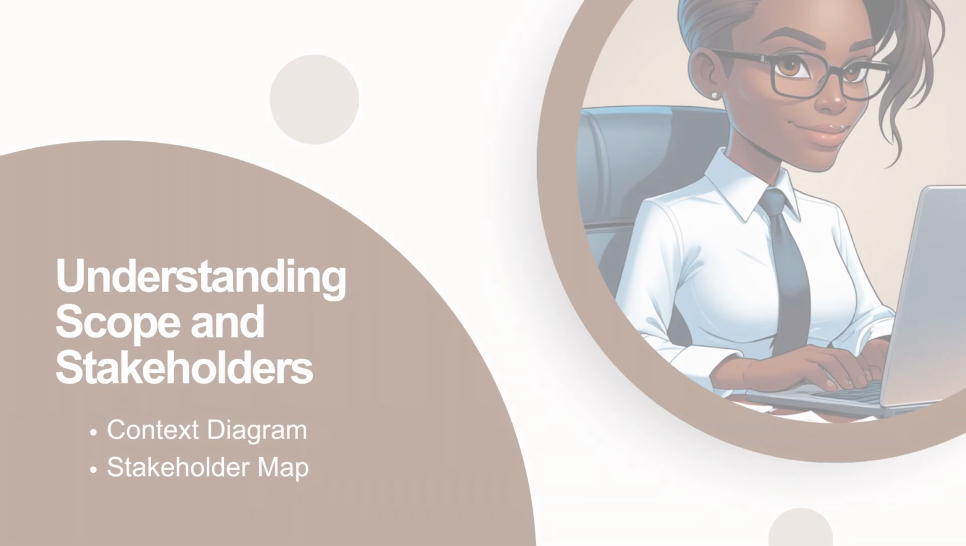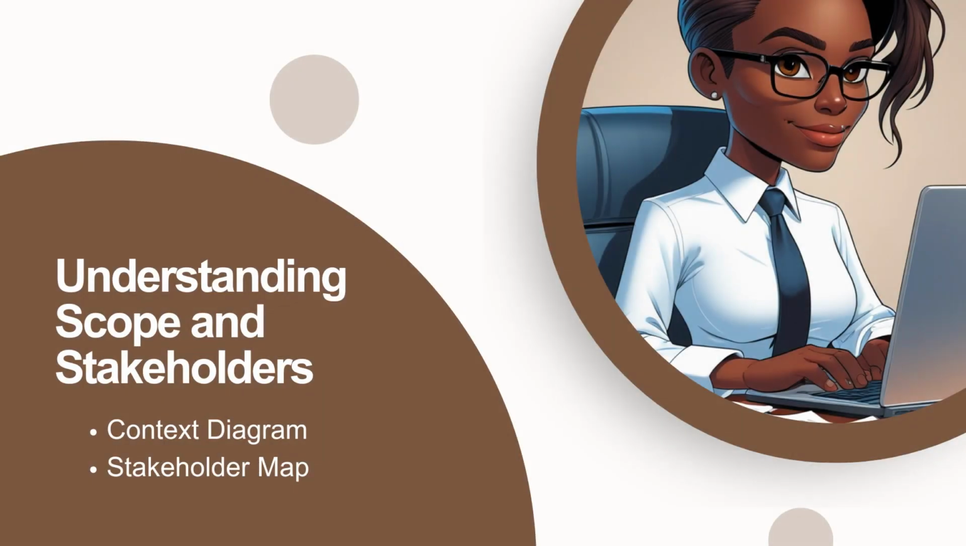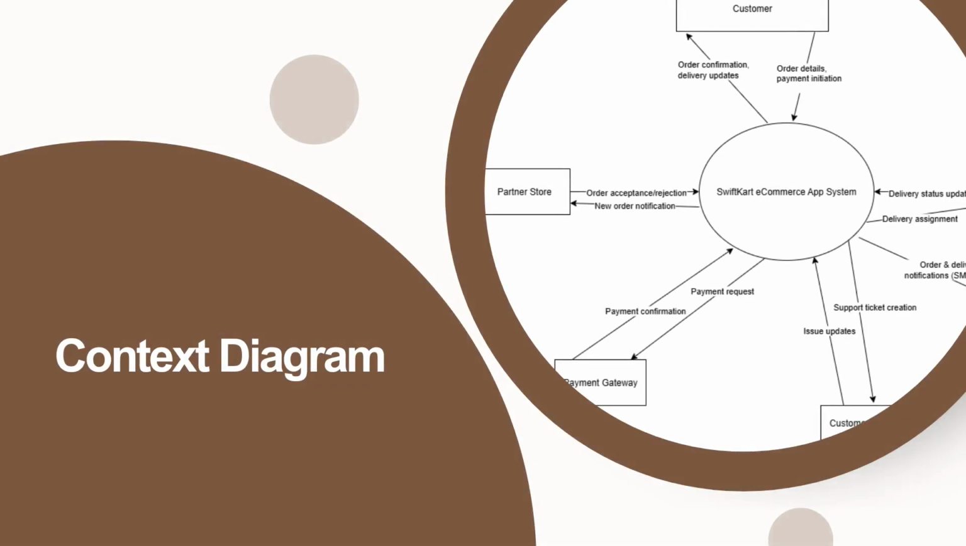Now to the diagrams. We're going to begin by looking at diagrams that are relevant to understanding the scope of the project and the stakeholders involved. And under this, we're going to look at two diagram types. They are the context diagram and the stakeholder map. Let's begin with the context diagram.